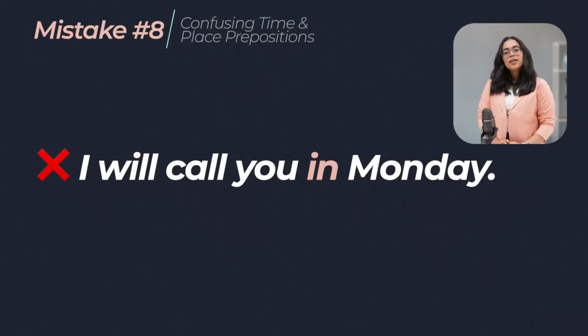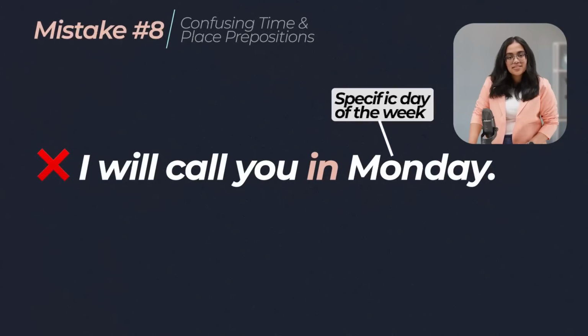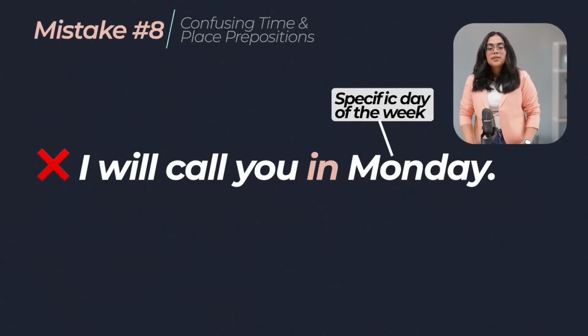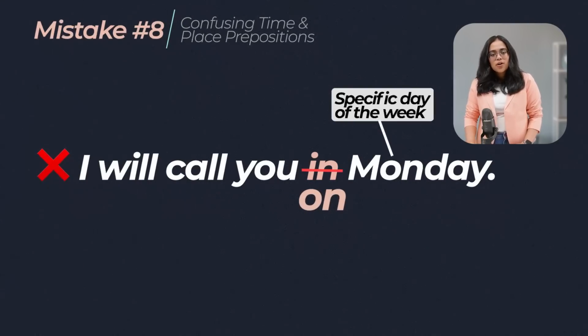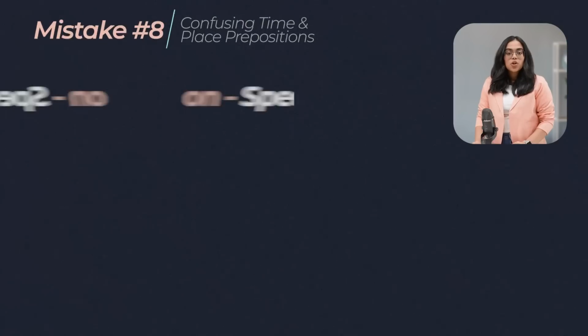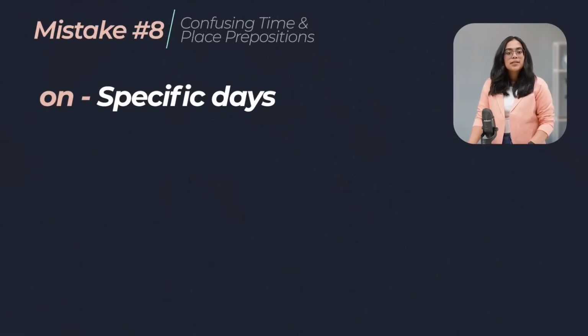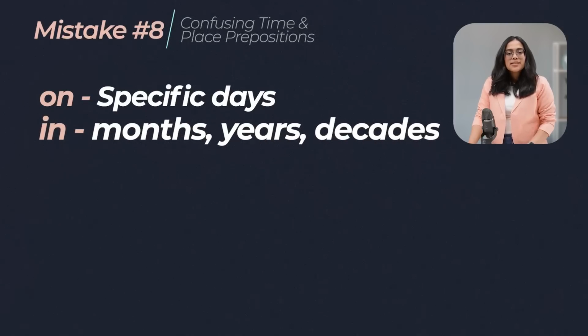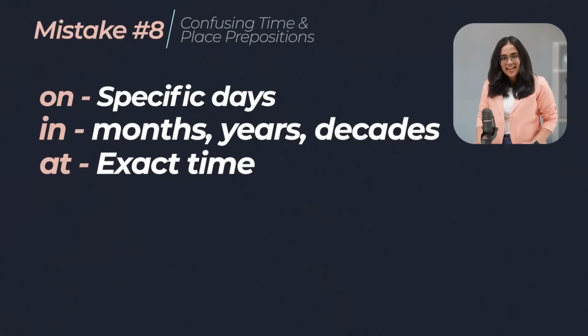I will call you in Monday. Now why is this sentence wrong? Now tell me, what is Monday? It's a specific day of the week. And for specific days, we use on and not in. So the correct sentence is, I will call you on Monday. Remember this basic rule. We use on for specific days. We use in for months, years, and decades. We use at for exact time.